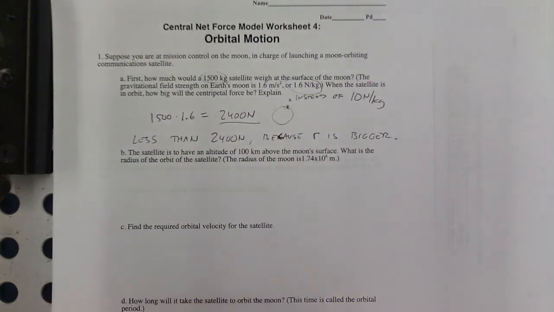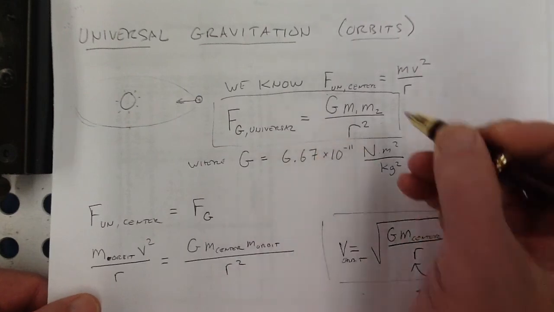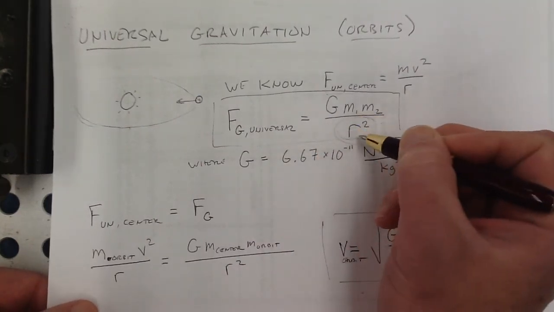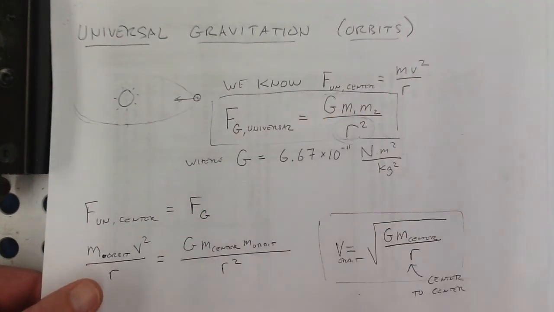And how do we know that? Because of universal gravitational force: the further you get away from that planet or sun or whatever it is you're orbiting, the smaller the gravitational force will be.